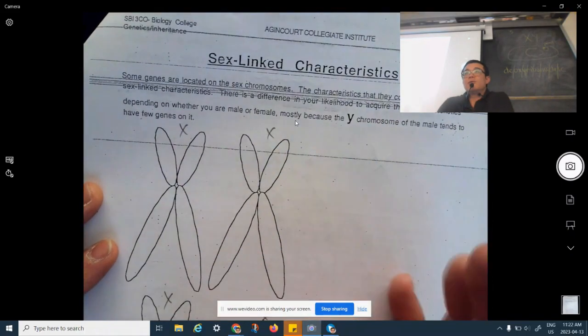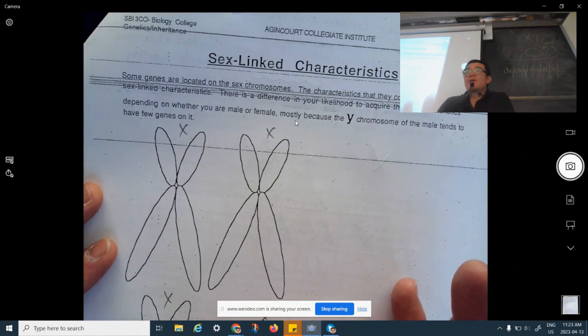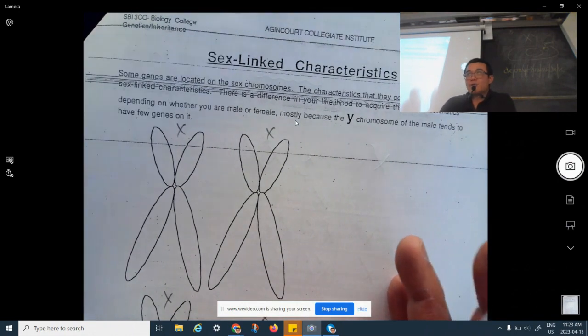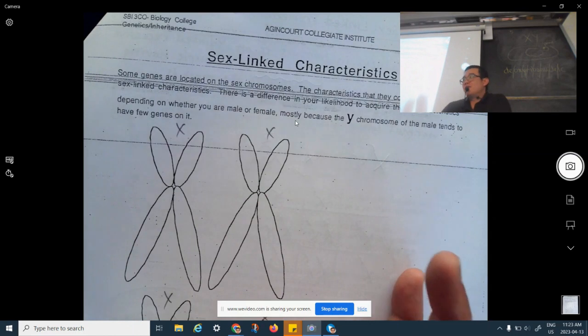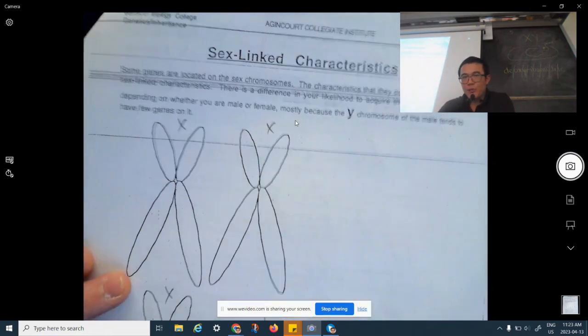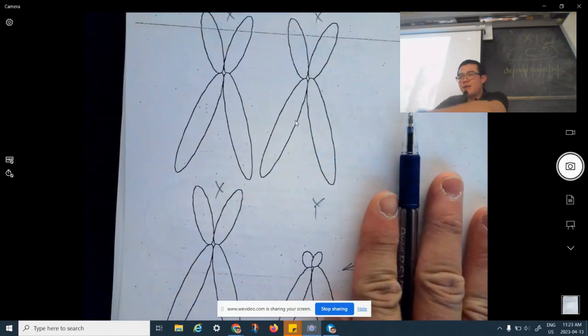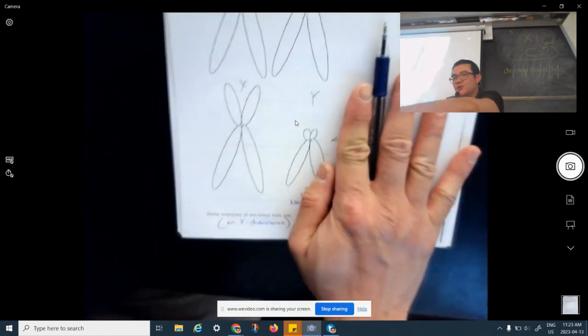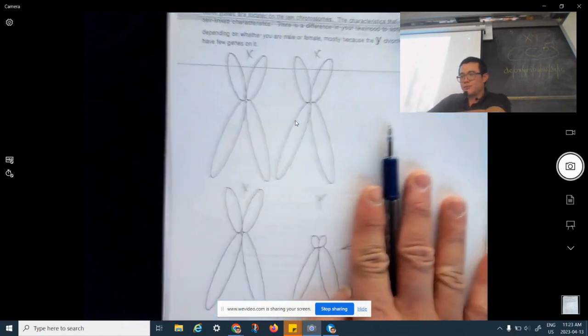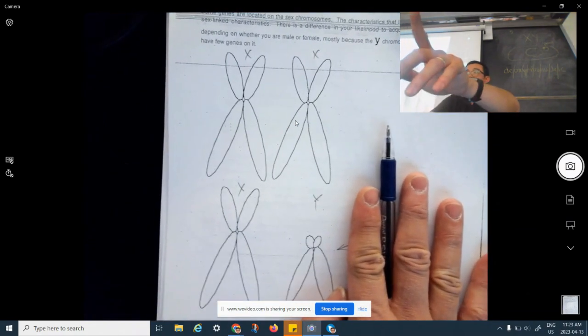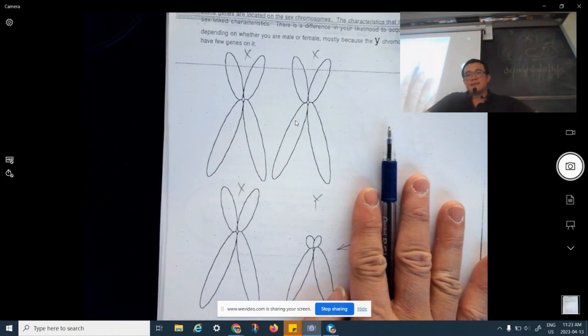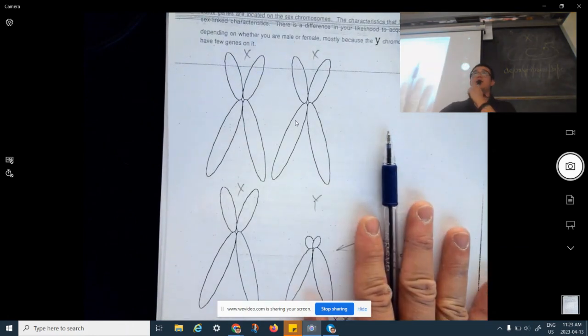If you're a girl, what do you have? XX or XY? XX. If you're a boy, you have XY. Hopefully from that activity, you have remembered that really well. Looking at this diagram right now, what can you say right off the bat about these two kinds of chromosomes? Yes. The Y one is very small. Yes, the Y chromosome is a lot shorter.